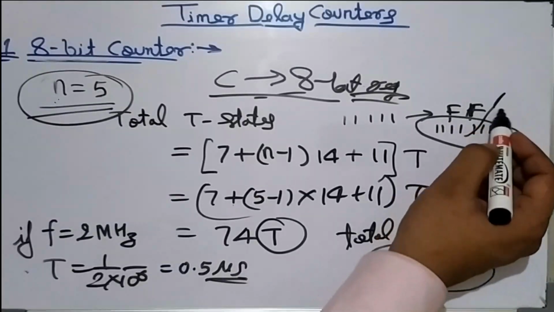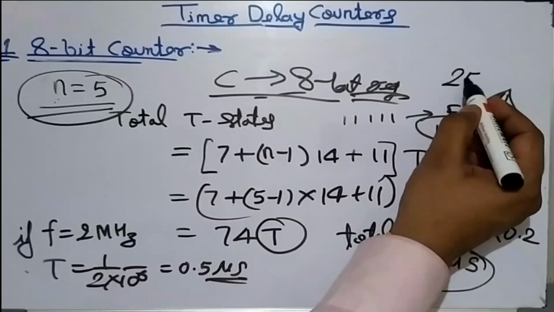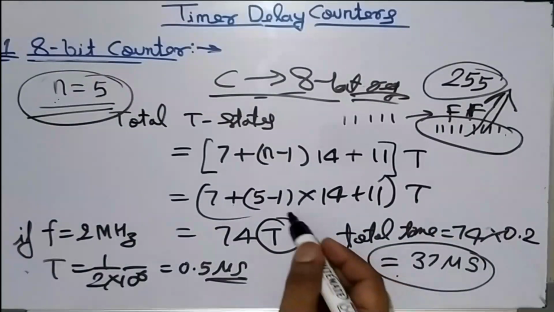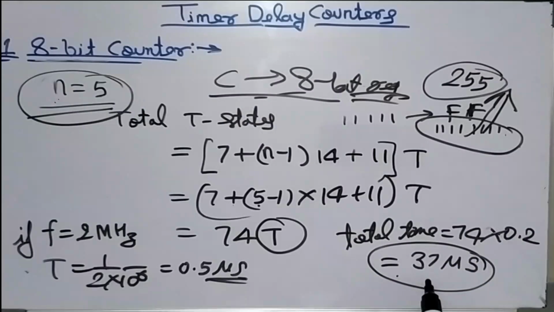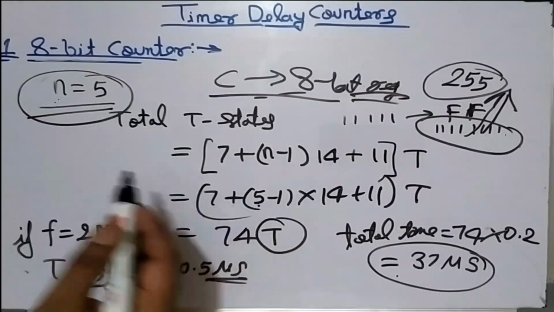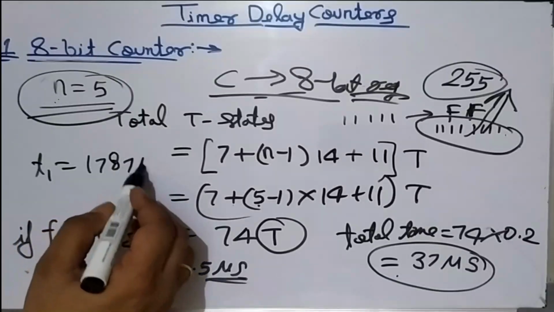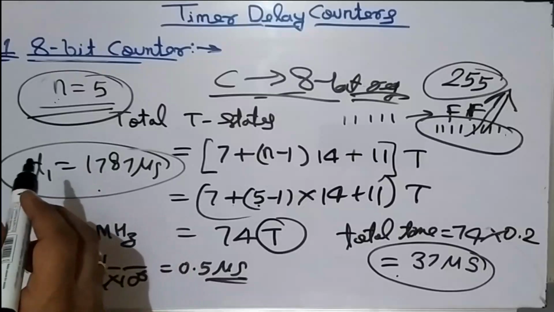And what is the decimal value of this FF? What will be the value of FF? This will be 255. Okay, now if we put n equals 255, then we will have the maximum delay possible. After calculation, this will come out as 1787 microseconds. This is the maximum delay possible from this small program.